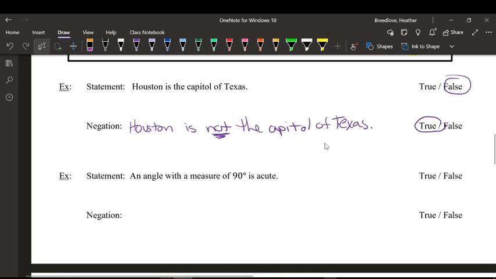So next up is an angle with a measure of 90 degrees is acute. Is that true or false? That is false, because a measure of 90 degrees makes it a right angle.